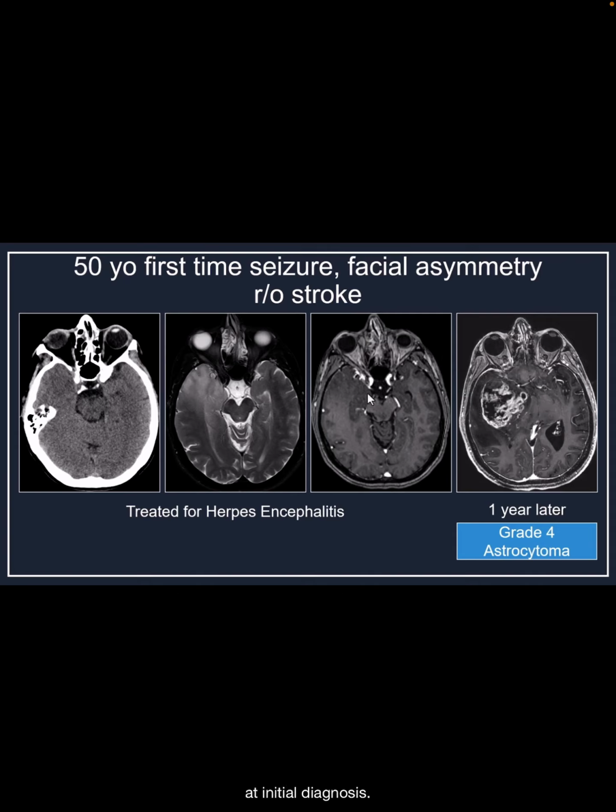At initial diagnosis, this was potentially a lower grade tumor. We don't have any areas of enhancement, so potentially a grade 3 at the time of diagnosis that then potentially just dedifferentiated into a higher grade lesion.